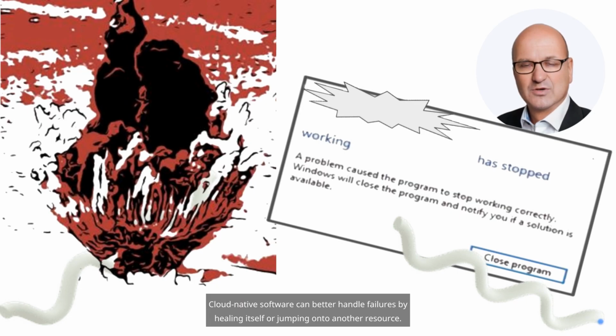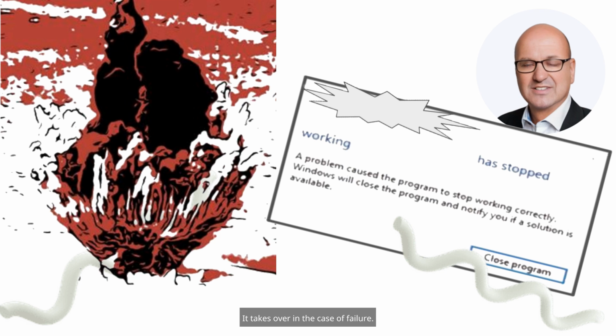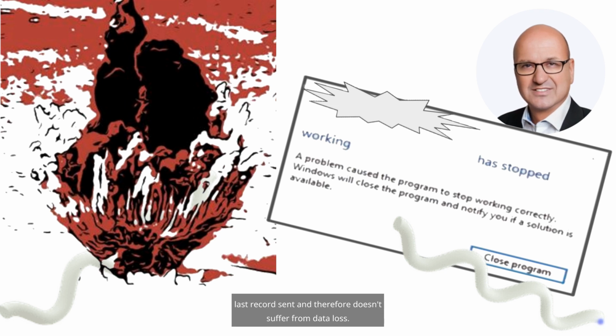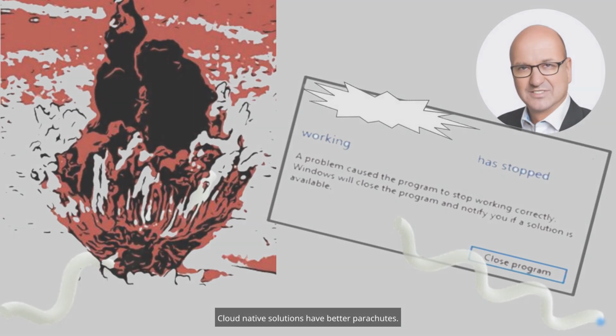Cloud-native software can better handle failures by healing itself or jumping onto another resource. Every process has one running in the background. It takes over in the case of failure. To the user, it seems that the software never crashes. That is not completely correct. He just doesn't notice the problem, loses at most the last record sent, and therefore doesn't suffer from data loss. Cloud-native solutions have better parachutes.